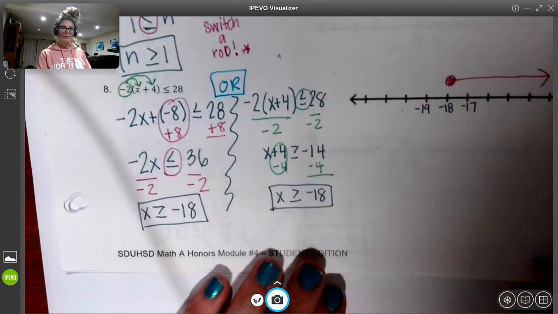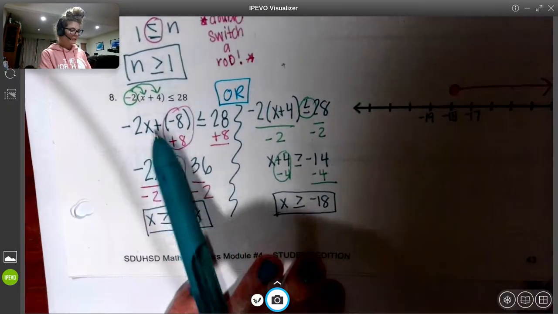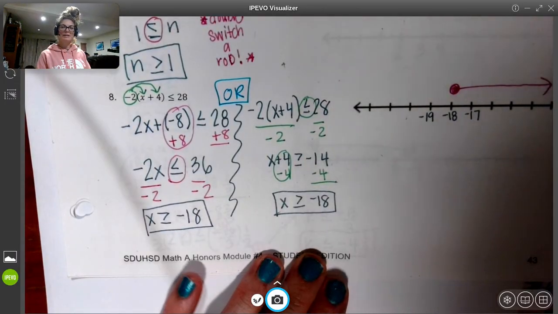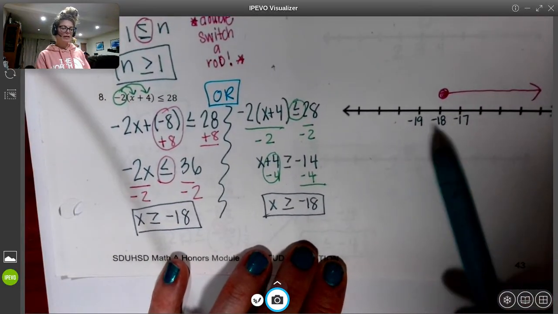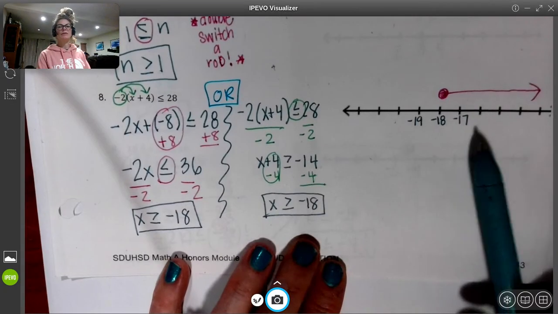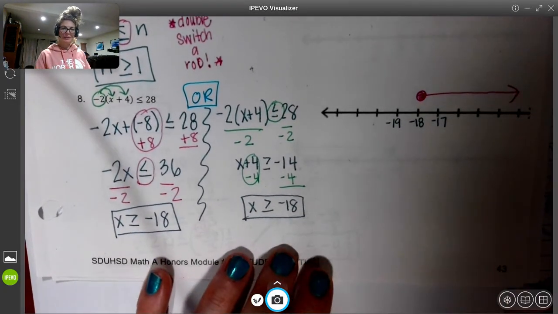And the last one, number 8, I wanted to show you 2 different ways, either by distributing first or undoing distribution first. Either way, you get x is greater than or equal to negative 18. Again, be very careful how you label your number line. Negative 19 is smaller, so it's to the left. Negative 17 is greater, so it's to the right. Close circle at negative 18 and shaded to the right.